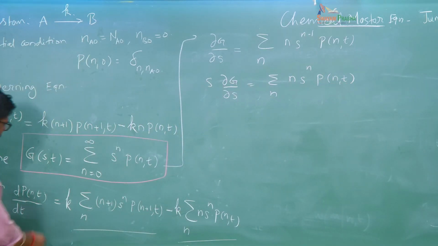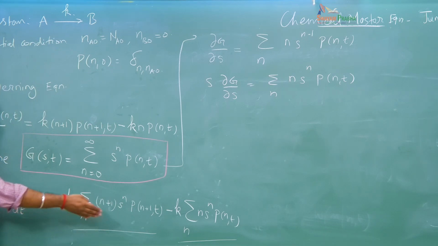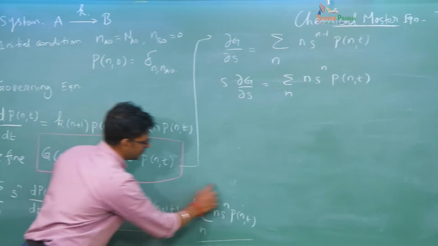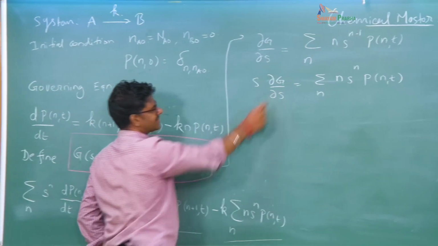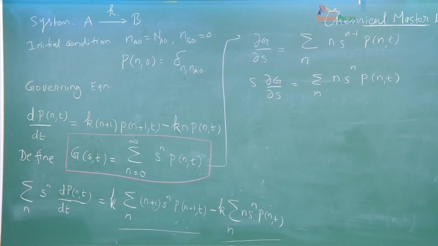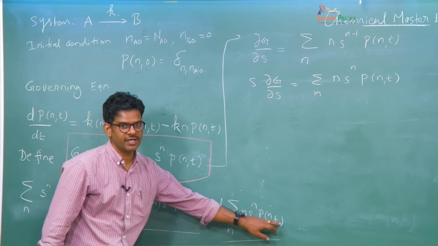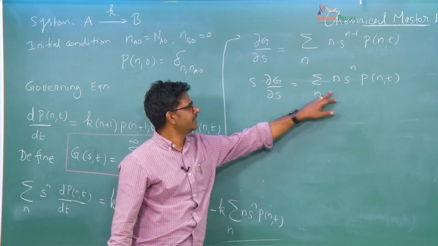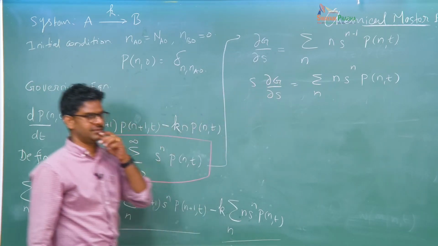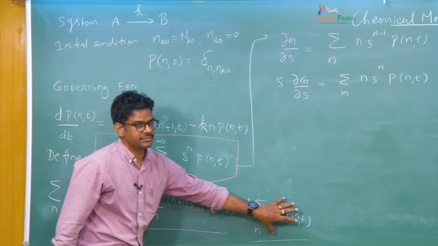You can see that in the original equation that I want to deal with, this term, n times s^n P(n, t), is actually nothing but s times dG/ds. So I can deal with this term with this.